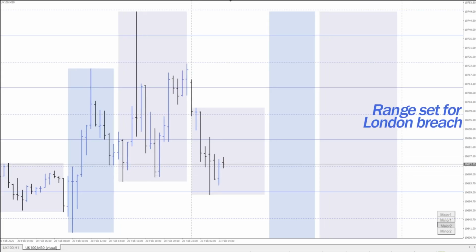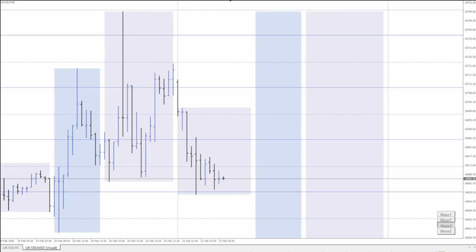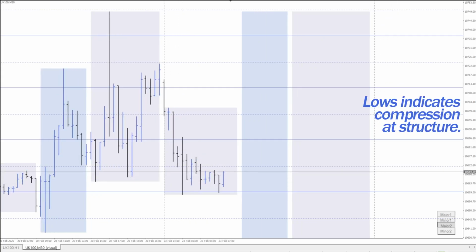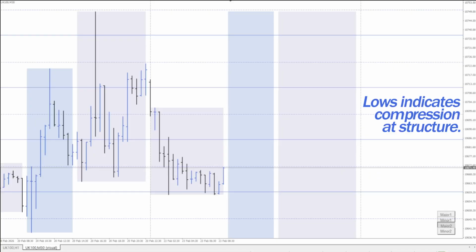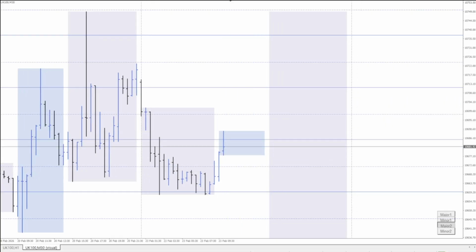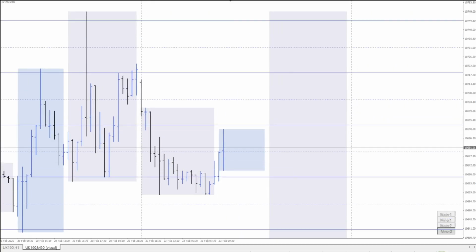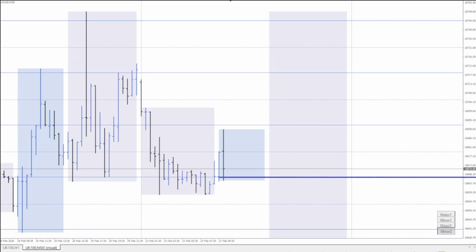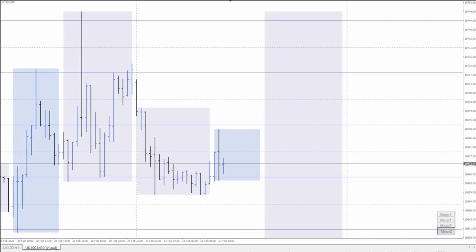Price begins to drift lower, bodies are small and conviction is limited. That's compression at structure. When a solid boundary holds, price rotates back toward the opposing structural boundary. So structurally, this becomes a boundary rotation inside the framework.